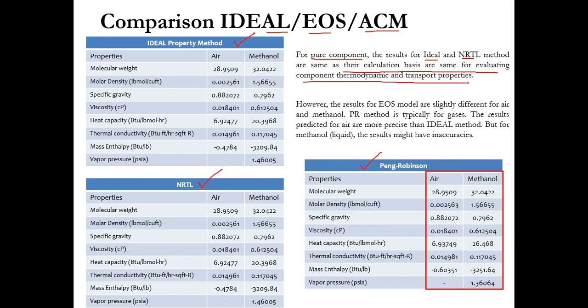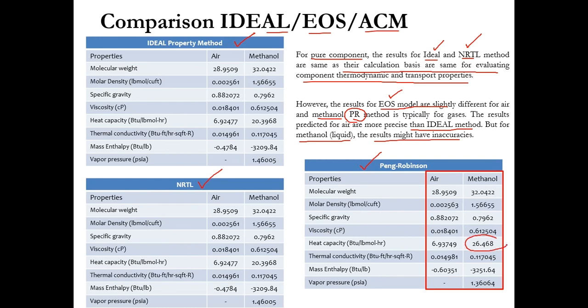For the pure components which we are dealing with, the ideal property package and NRTL property package give us the same results. However, the results for the equation of state model are slightly different for air and methanol. This PR, which is the Peng-Robinson model or the equation of state, is usually applied where gases are involved. The results predicted for air are more precise than the ideal method for air. However, for methanol, which is the liquid state, the results might have inaccuracies as we have shown.